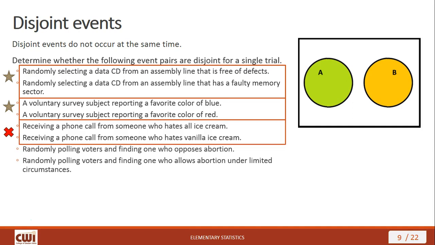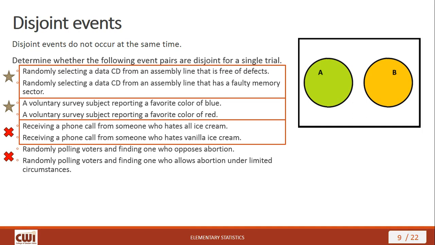What about randomly polling voters and finding one who opposes abortion, and randomly polling voters and finding one who allows abortion under limited circumstances? Are these events disjoint? I hope you said no, these events are not disjoint. There is an intersection between these events.